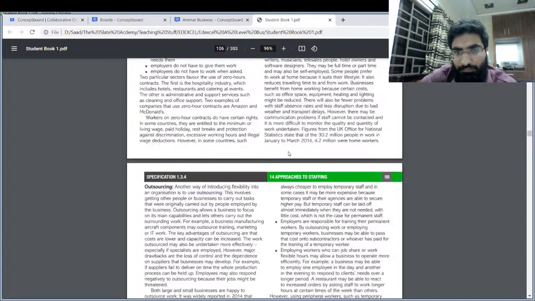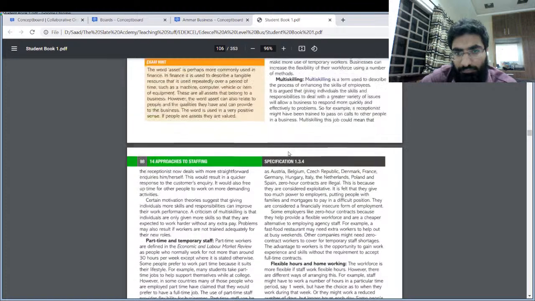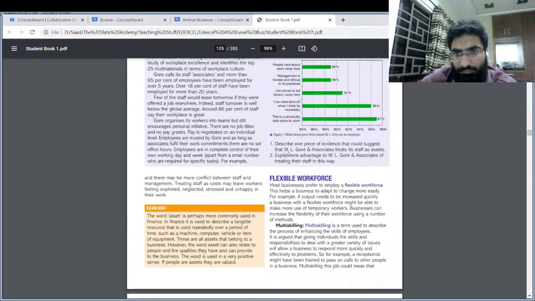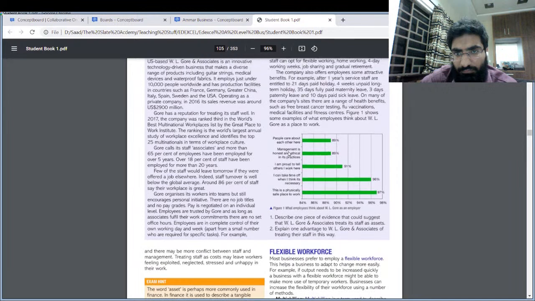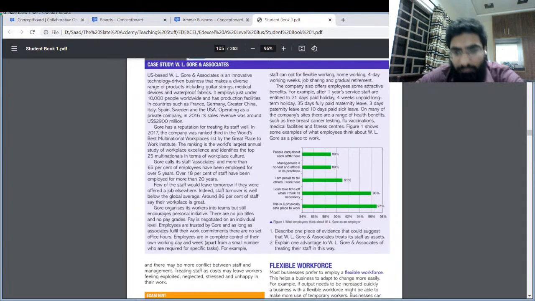Next question. From advantage to WI go and sources of treating the staff this way. Their sales revenue was 2,900 million. So that's it. They make more absolute money when their staff is happy.